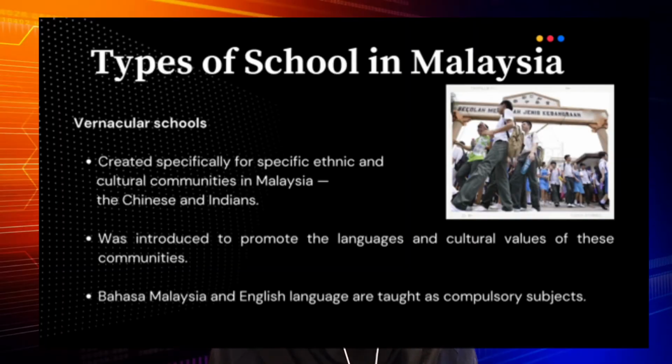Over the past 3 decades, the vernacular schools, especially the Chinese schools, have further developed, and it is now common to see children from other ethnic communities going to school in such environments. Despite vernacular schools using either Mandarin or Tamil as a medium of instruction, Bahasa Malaysia and the English language are taught as compulsory subjects. Next, we have the international schools.